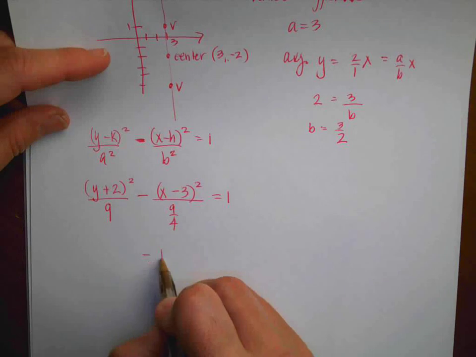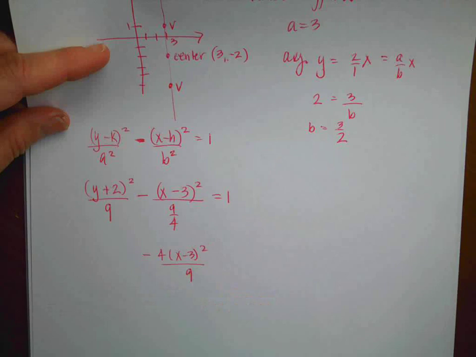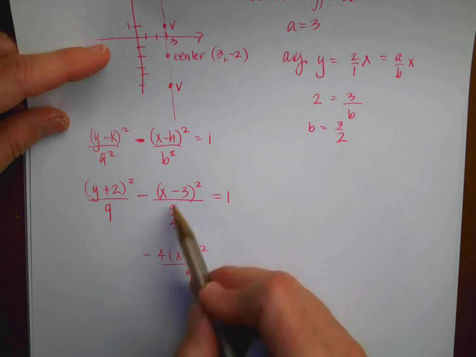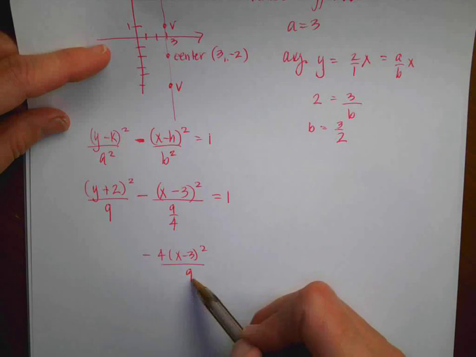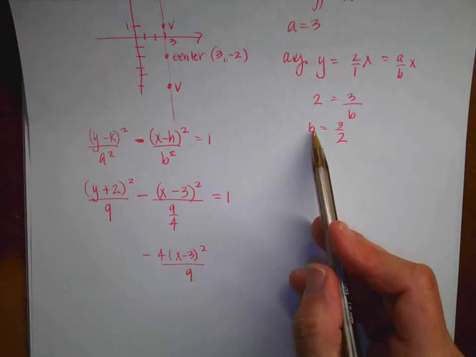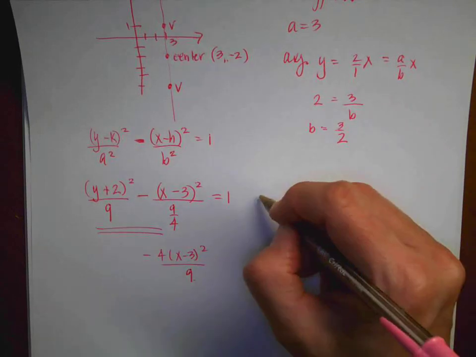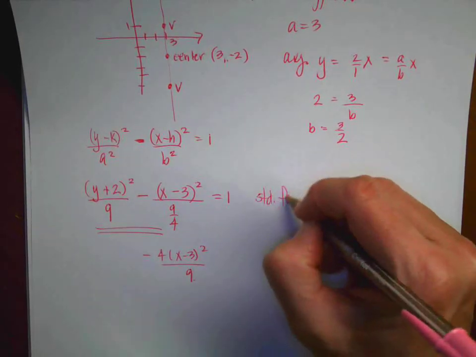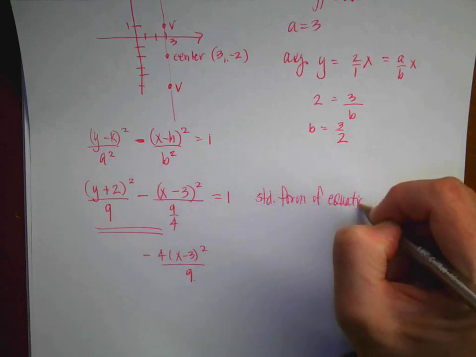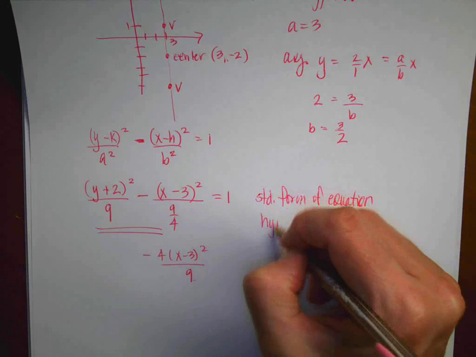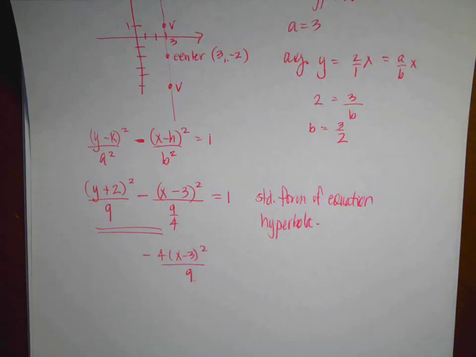So I'm okay if you leave it like this. You might see this piece written as 4 times x minus 3 squared over 9. And it's okay if you go ahead and manage this fraction. Just understand that if you take the reciprocal of that, that is what you're going to get for your b squared value. Alrighty, so there is our standard form of the equation, and it is our hyperbola.